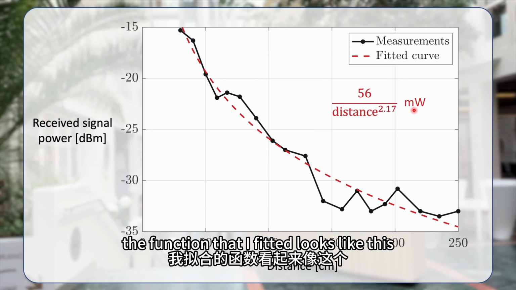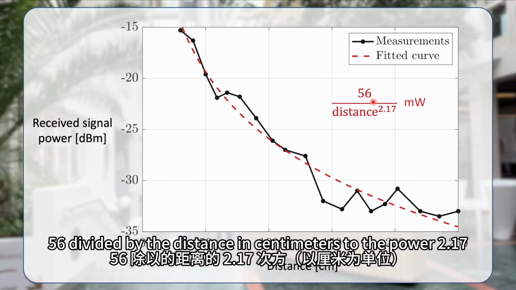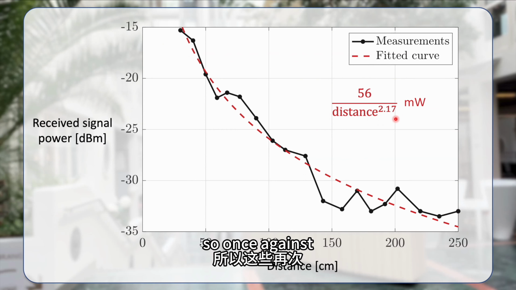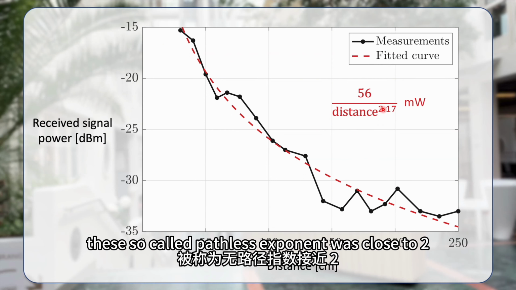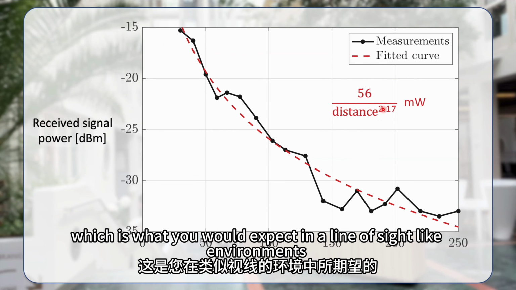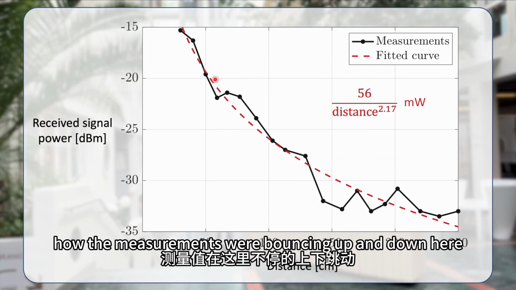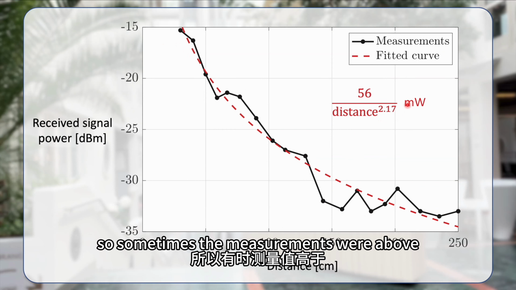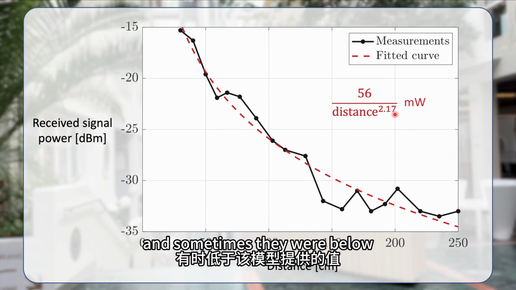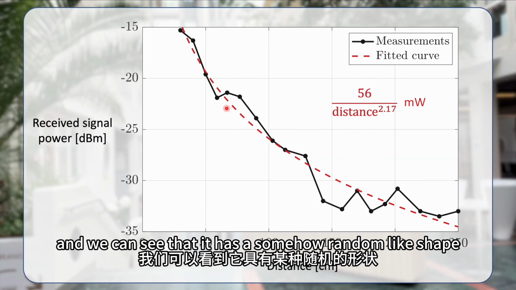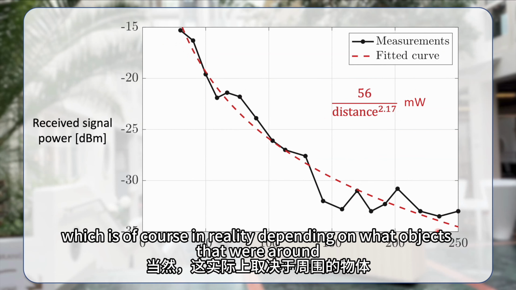In this case, the function that I fitted looks like this: 56 divided by the distance in centimeters to the power 2.17. So once again, the so-called pathloss exponent was close to 2, which is what you would expect in a line-of-sight-like environment. But we also see how the measurements were bouncing up and down here. So sometimes the measurements were above what this model is providing us with, and sometimes they were below. And we can see that it has a somewhat random-like shape, which is, of course, in reality, depending on what objects were around.